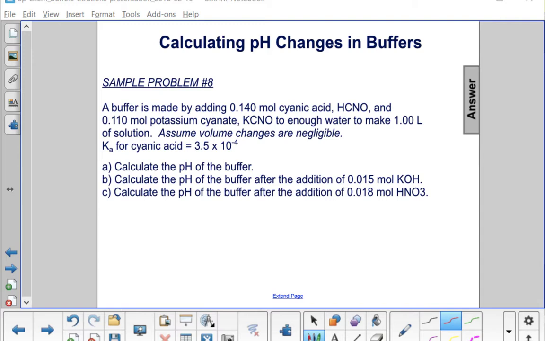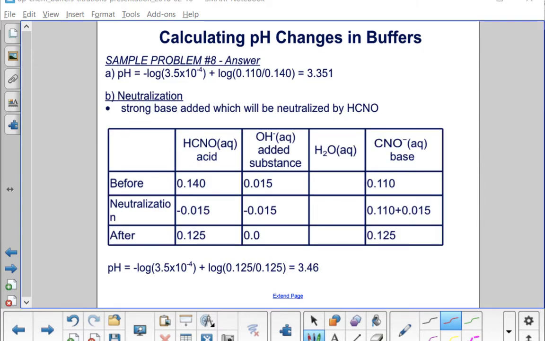So we're going to calculate the pH of the buffer. Then we're going to calculate the pH of the buffer after the addition of 0.015 moles of strong base, KOH. Then calculate the pH of the buffer after the addition of 0.018 moles of strong acid, HNO3. All right, let's walk ourselves through the solution to this sample problem. So first, in part A, just finding the pH of the buffer solution.